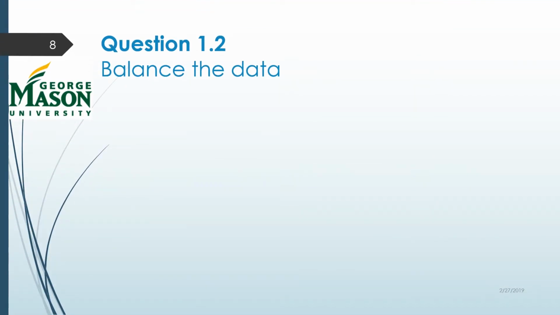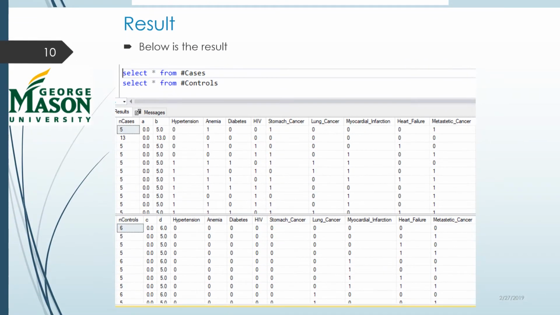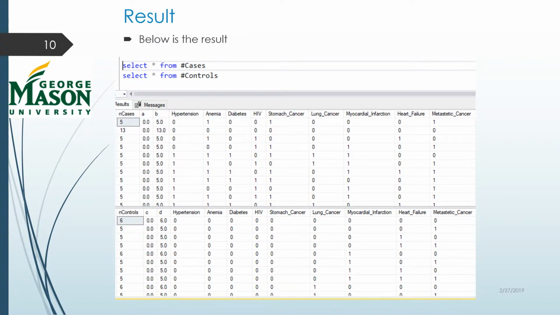Question 1.2 is asking to balance. I used SQL to balance the data. Select count of length of stay as n cases, and I keep this in a temp table called cases, and similarly I did it for his peers. I keep this in a temp table called controls, and then I display the results for cases and controls. These two are the results from the 2 temp tables, cases and controls.